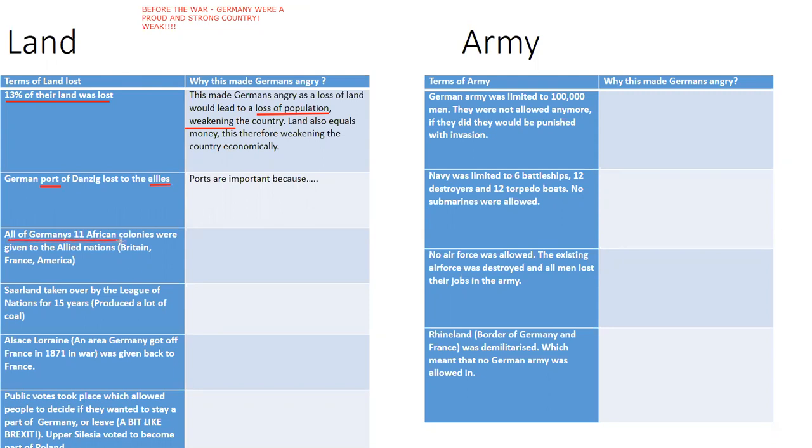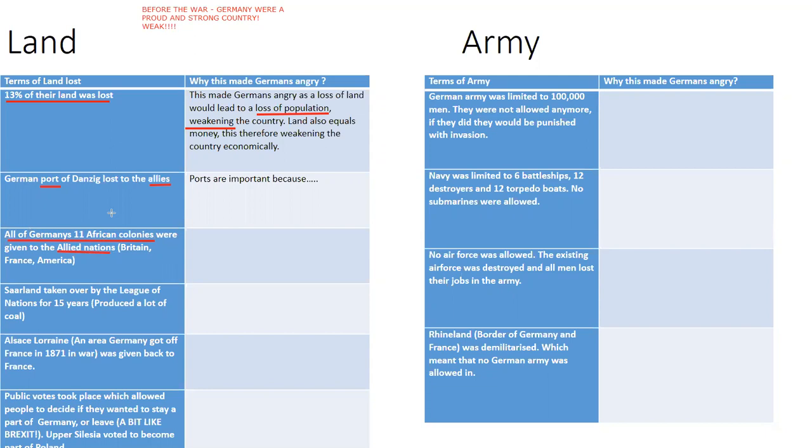All of Germany's 11 African colonies were given to the Allied nations. So, as we mentioned at the start, Germany had lots of land away from Germany, colonies in Africa that were beneficial. They had lots of money economically, they were going to be very useful. They could also call upon those colonies in times of war. Those 11 colonies were taken from Germany and given to Britain, France, and America.